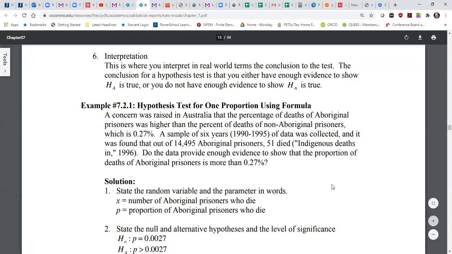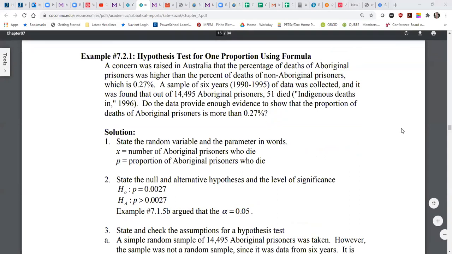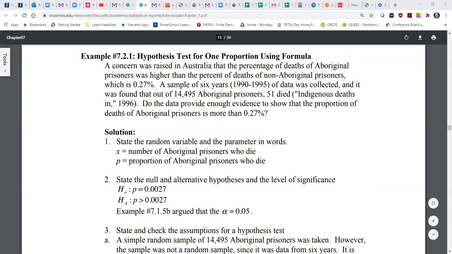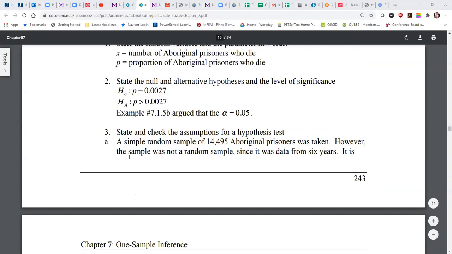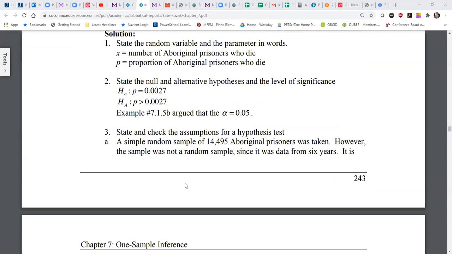And this is the example that we discussed yesterday, right? You can read this by yourself. So you can see these are the steps, right? Because this is 0.27%, we have to change it to a decimal number. So you get 0.0027. And you pick the alpha here, 0.05.